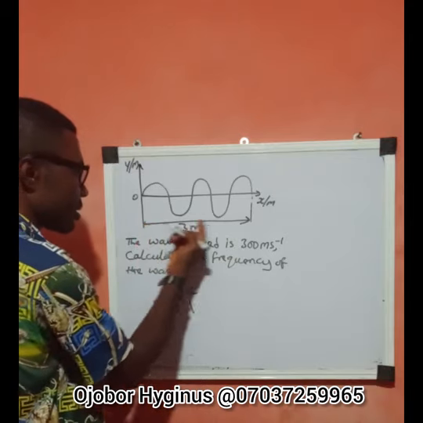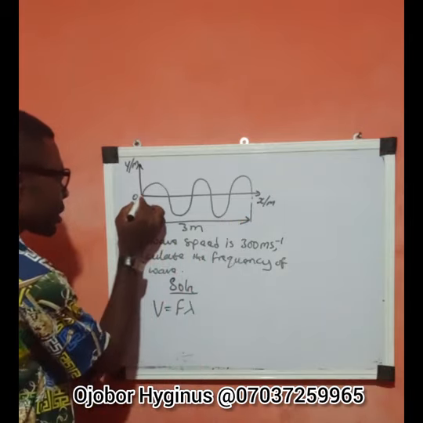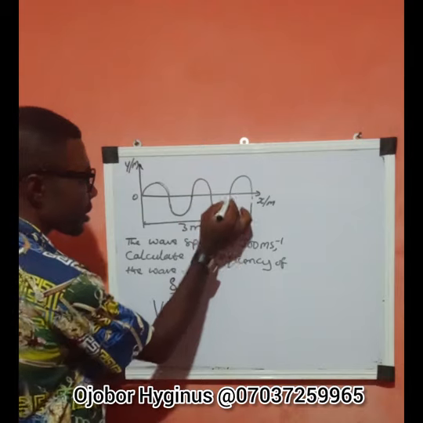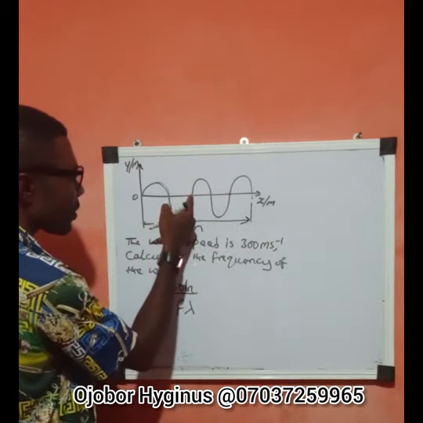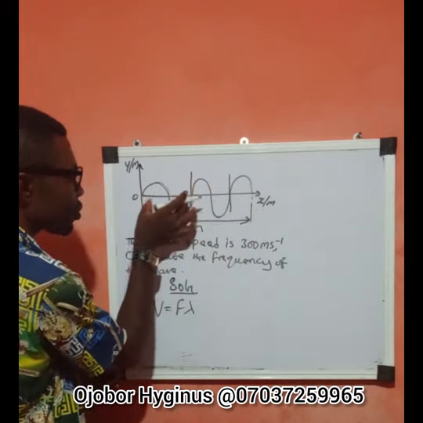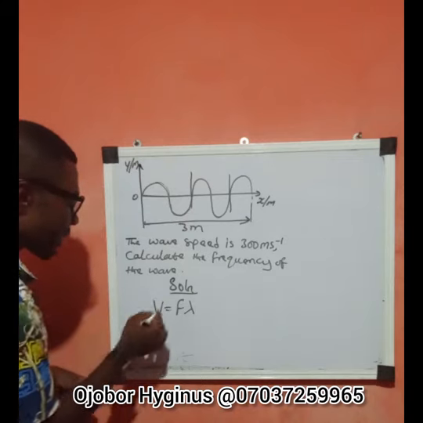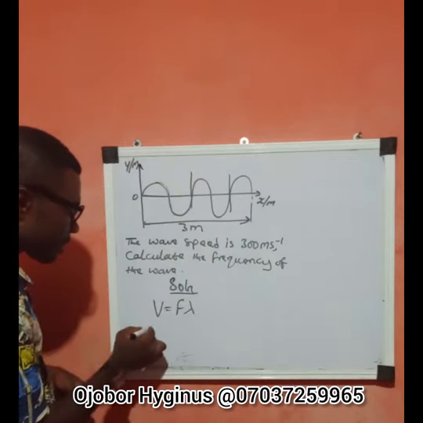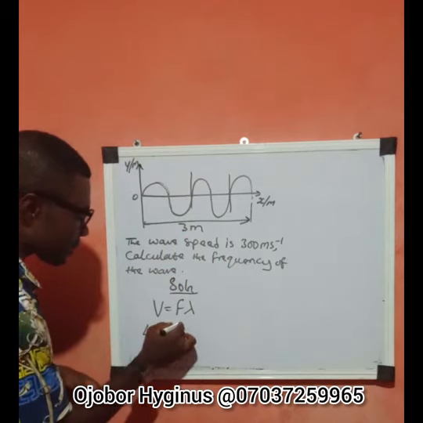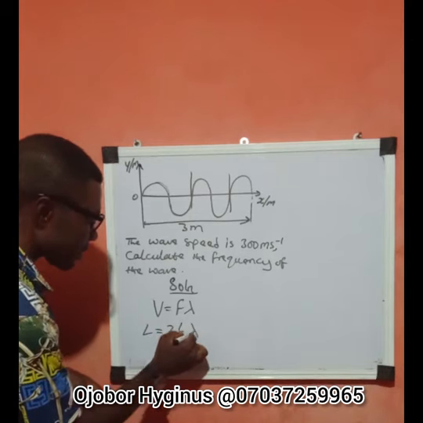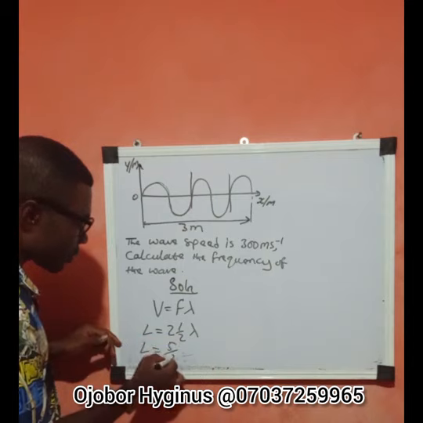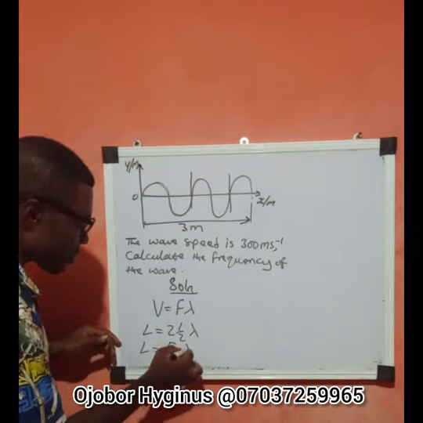What we have is the distance covered by the wave. But we know that from here to here is one wavelength. From here to here is another wavelength. So this is one wavelength, this is another wavelength, and this is half a wavelength. So we have 2.5 wavelengths. So we can say that the distance covered by the wave, L, is equal to 2.5 wavelengths, which is equal to, if you change to an improper fraction, 5/2 wavelength.